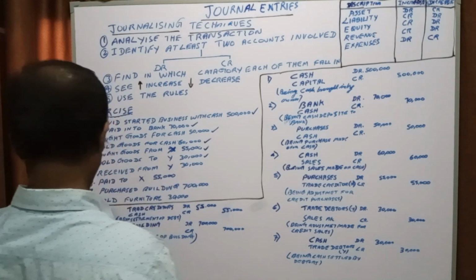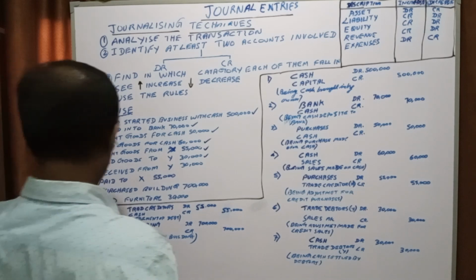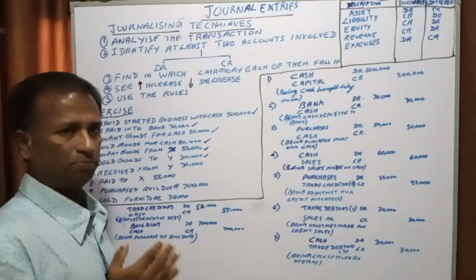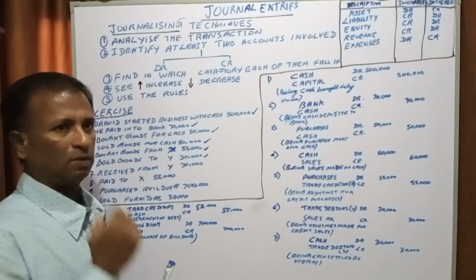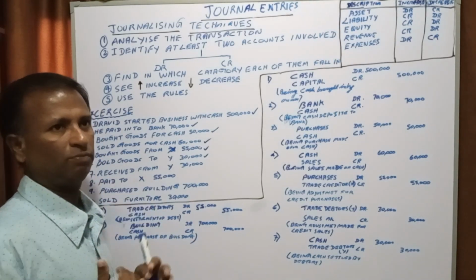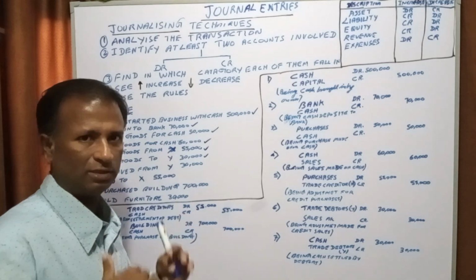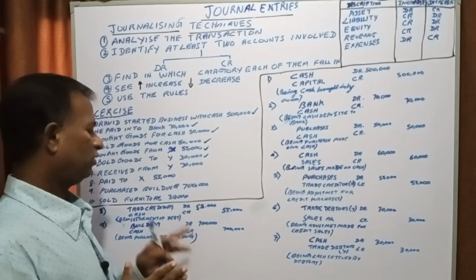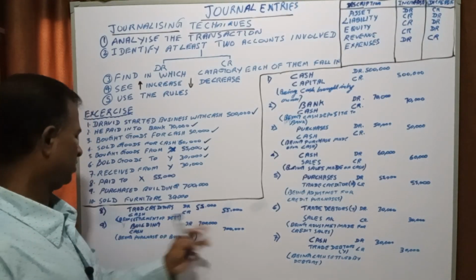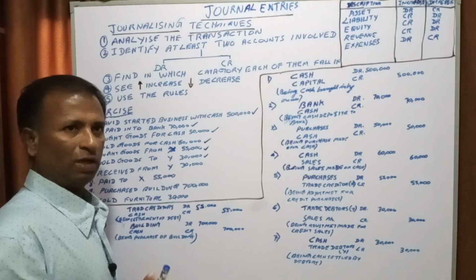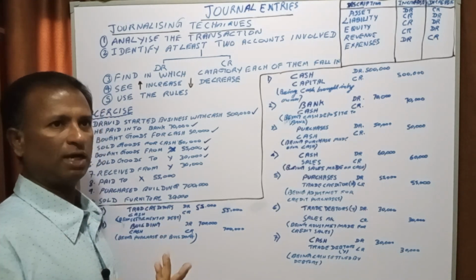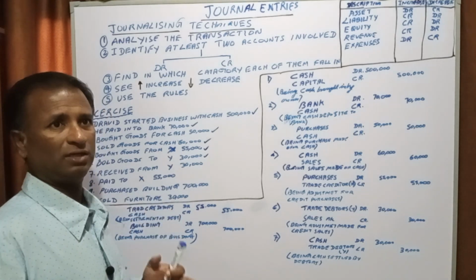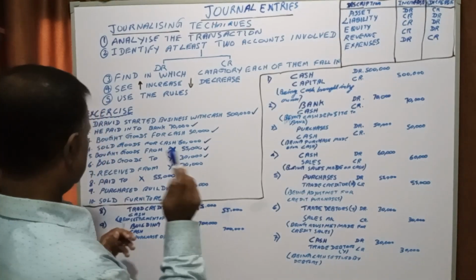Okay, so here two accounts are affected because we are purchasing a building, means buildings are increasing. Buildings are increasing in the sense assets are increasing, so we have to debit the asset account, building account. To buy that building, we are paying off the cash. If we are paying off the cash, cash is decreasing, so it has to be credited. Cash account credited. Okay.